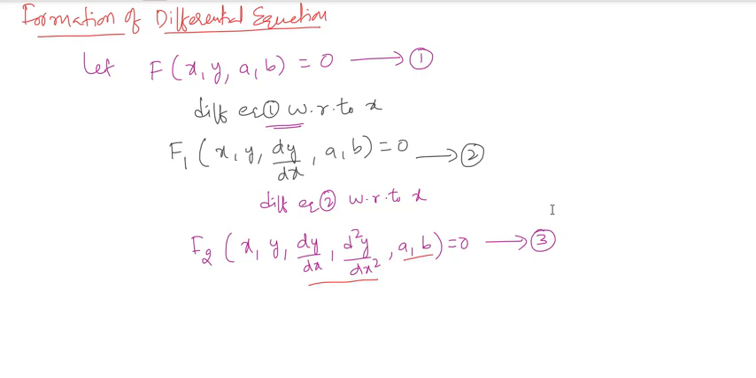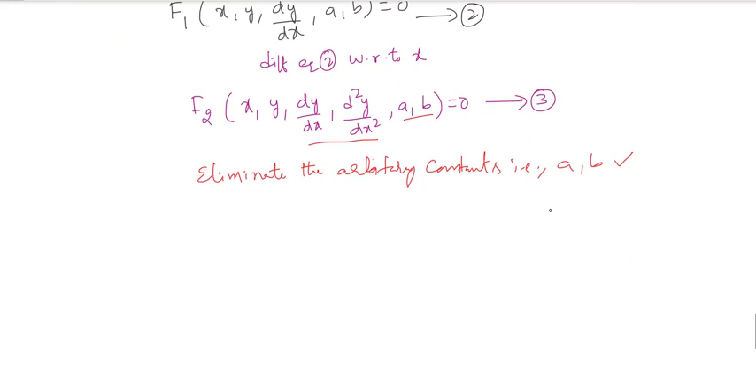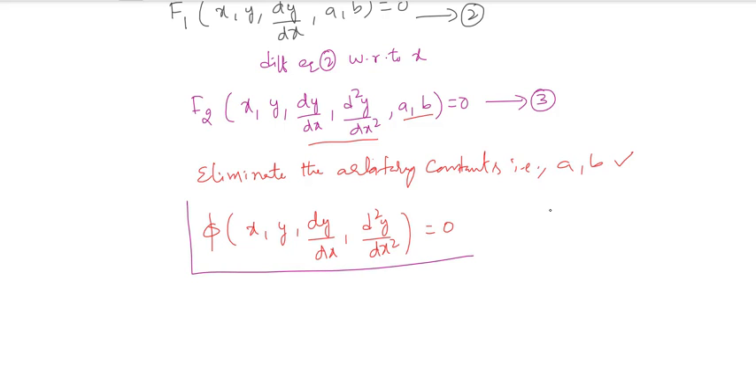So now I need to eliminate these arbitrary constants. This is your arbitrary constant. I will tell you how to eliminate this; I will take an example and you will have an idea. Eliminate the arbitrary constants, that is a comma b. After eliminating them, you will have an equation like some phi, which is a function of x comma y, dy by dx, d square y by dx square, which is equivalent to 0. This is the differential equation which you have formed without any constants. Am I right or not?